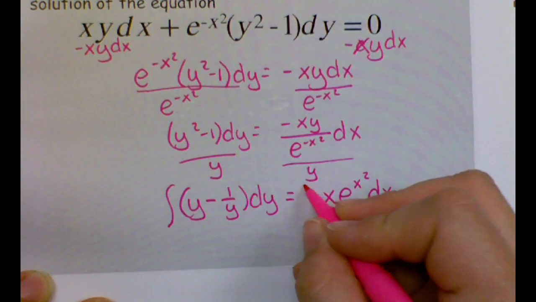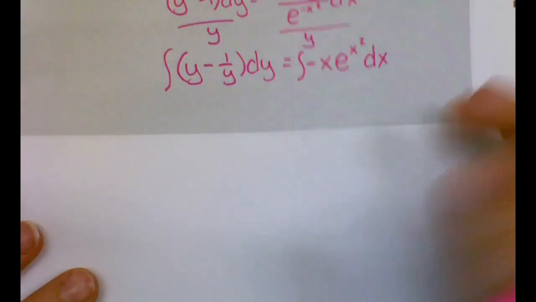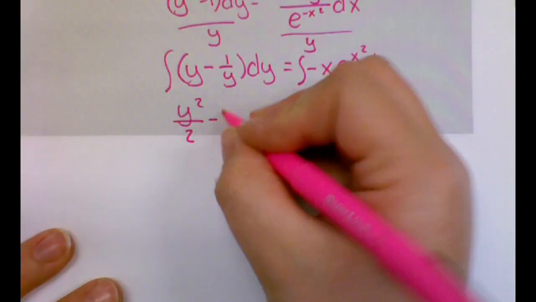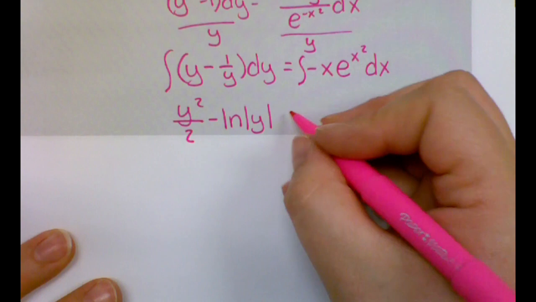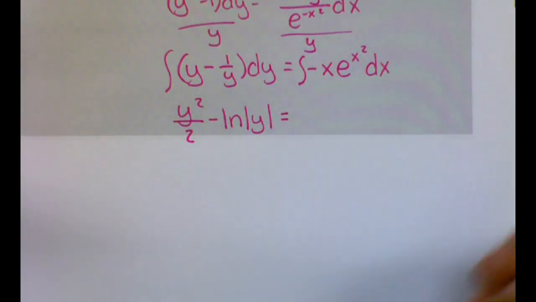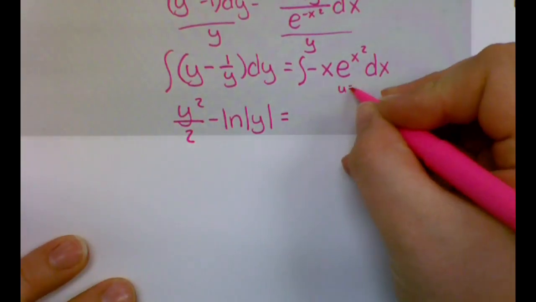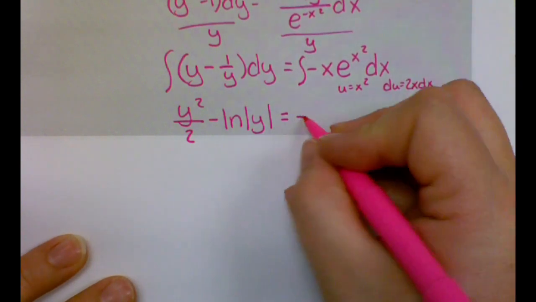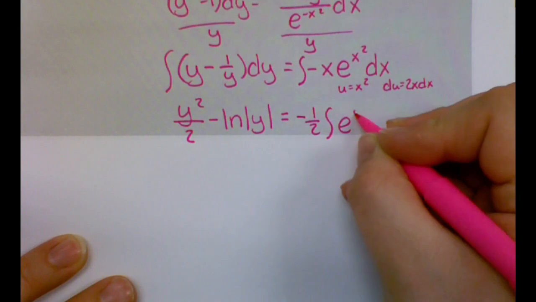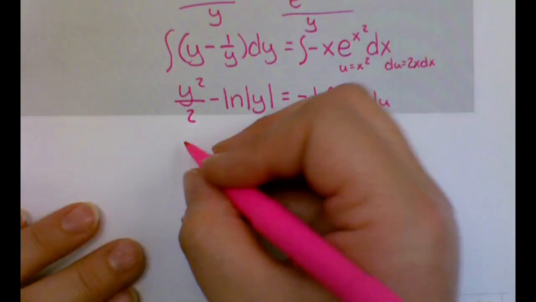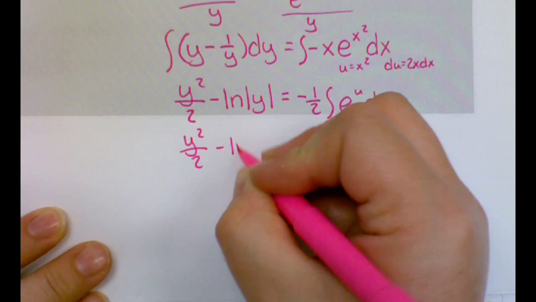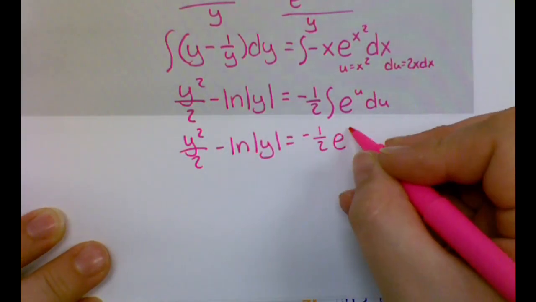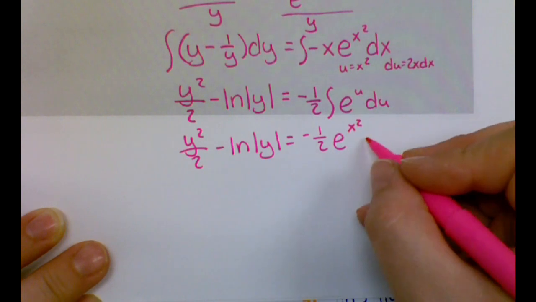And now we take the antiderivatives. The antiderivative of y is y squared over 2. The antiderivative of 1 over y is natural log of the absolute value of y. Over here we want to use a little u substitution. If u is x squared, then du is 2x dx, which means we have negative 1/2 antiderivative of e to the u du. So I have y squared over 2 minus natural log of the absolute value of y equals negative 1/2 e to the u power. I'm just going to plug x squared right back in, plus c.